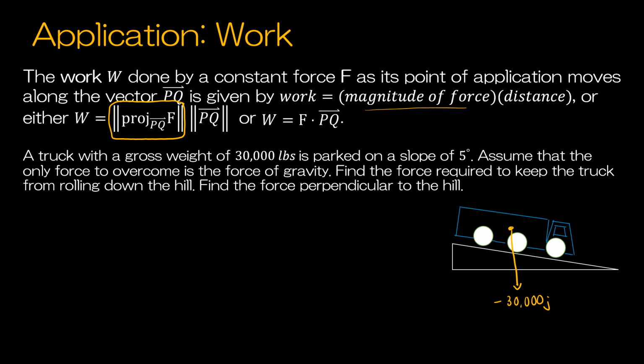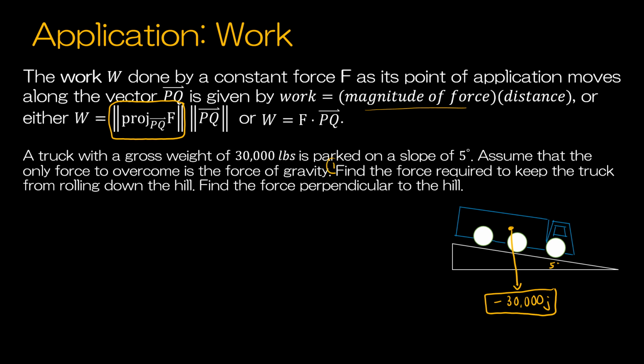So let's take a look at how this works, because when you just look at an equation, it doesn't always make sense. So I have a truck with a gross weight of 30,000 pounds parked on a slope of 5 degrees. And I'm assuming that the only force to overcome is the force of gravity. That means I'm just looking at the -30,000 pounds. Find the force required to keep the truck from rolling down the hill.